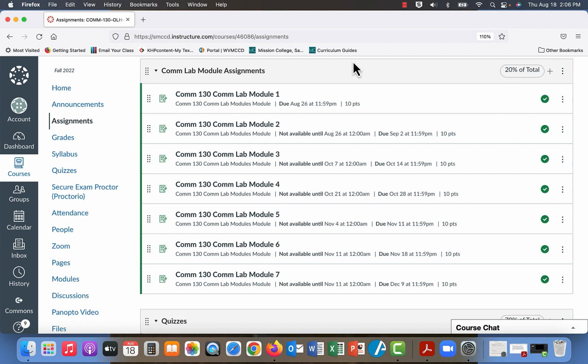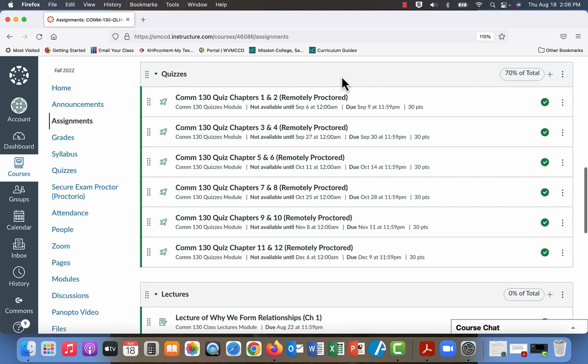Please keep in mind that when you do any of these Comm Lab module assignments, please fill out the self-assessed form for the Comm Lab, and you'll find that form with all of these assignments, so it's all in one place for you. Next is the quizzes.